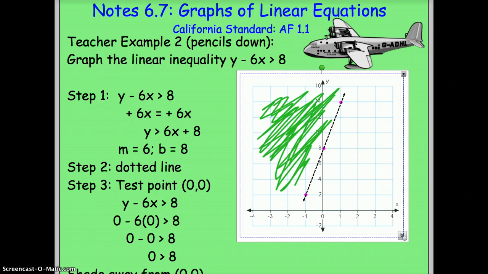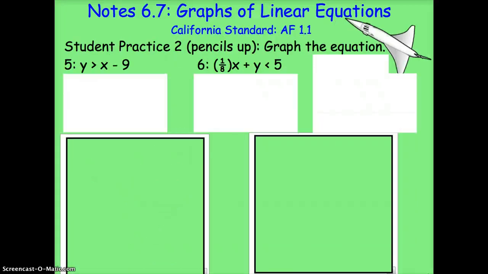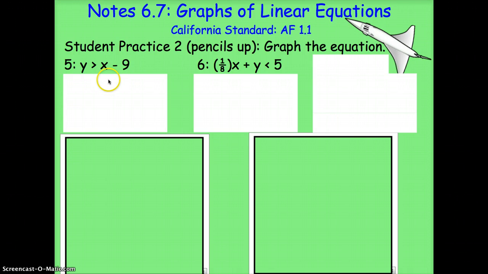It was a little tough doing it with a computer mouse. So let's go ahead and give you some to try out. These may be a little tricky for you, so take your time, and when you're finished, go ahead and check your answers. Don't forget to do your test point and your shading. Okay, let's see how you did.